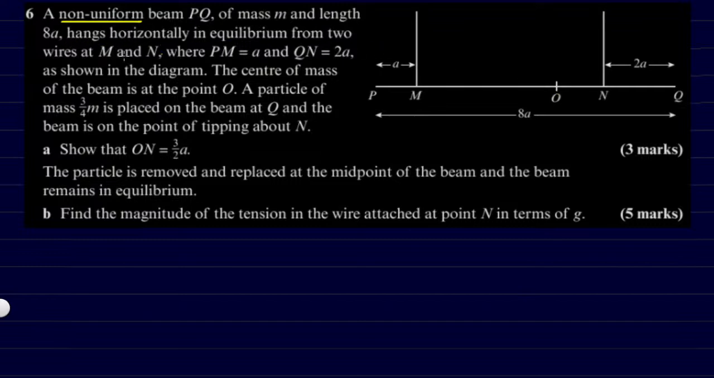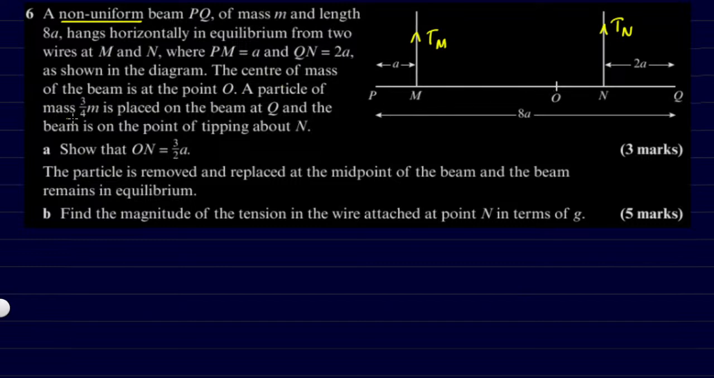It hangs horizontally in equilibrium from two wires M and N. So at M and N we will get tensions. At M, let's say the tension is Tm. At N, the tension is Tn. Where PM value is a, it's given in the diagram. QN value is 2a, given in the diagram. The center of mass of the beam is at O.